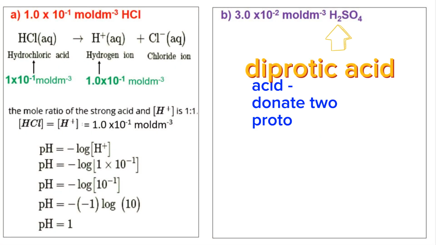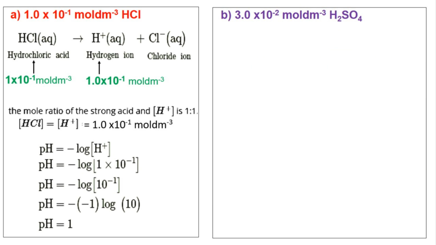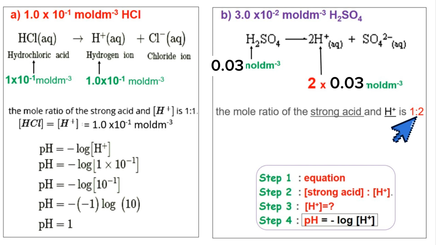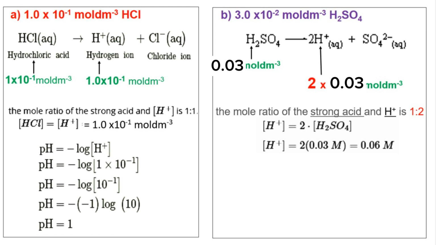The strong acid in example B is sulfuric acid, which is diprotic acid. Then check the mole ratio of concentrations of the strong acid and the concentrations of the hydrogens. From the balance equations, the mole ratio of concentrations of strong acid to concentrations of hydrogens ion is equal to 1 to 2. Therefore, the concentrations of hydrogens ion here is equal to 2 times 0.03.